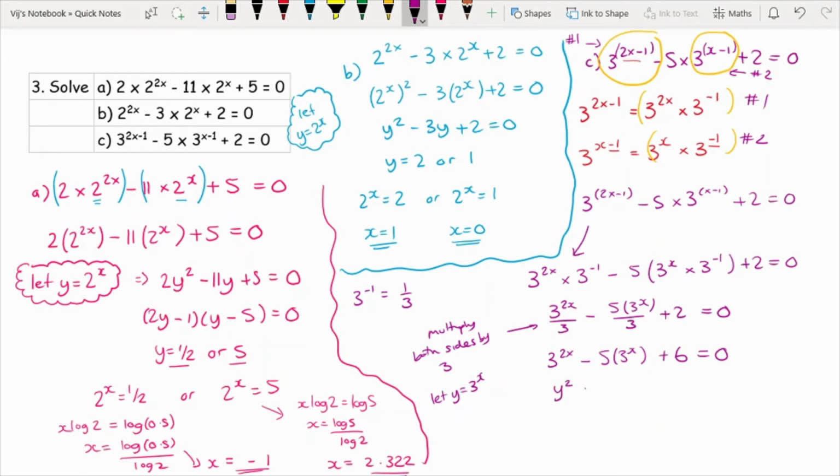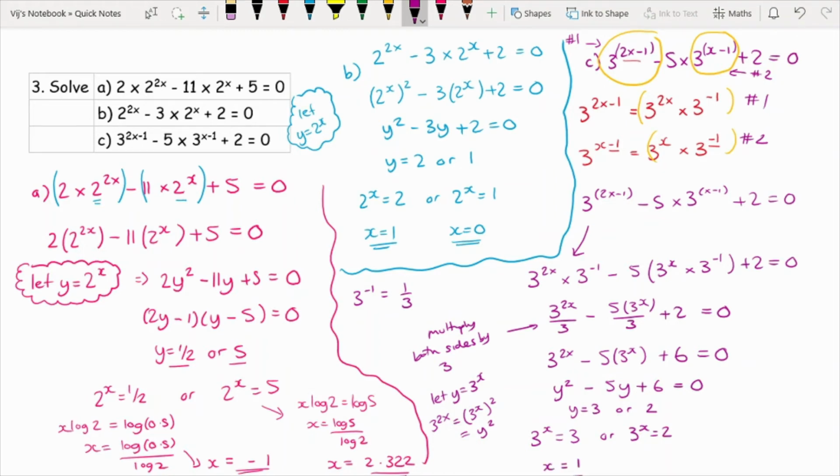y squared minus 5y plus 6 equals 0. And again, if you're not sure where the 3^(2x) has come from, well, that's because I've rewritten it as 3^x squared, like so. So then that becomes y squared. From this, I can then solve it, so I get my two solutions as y equals 3 or y equals 2. So then I've got 3 to the power of x equals 3, or 3 to the power of x equals 2. Now in this case, x is just going to equal 1.